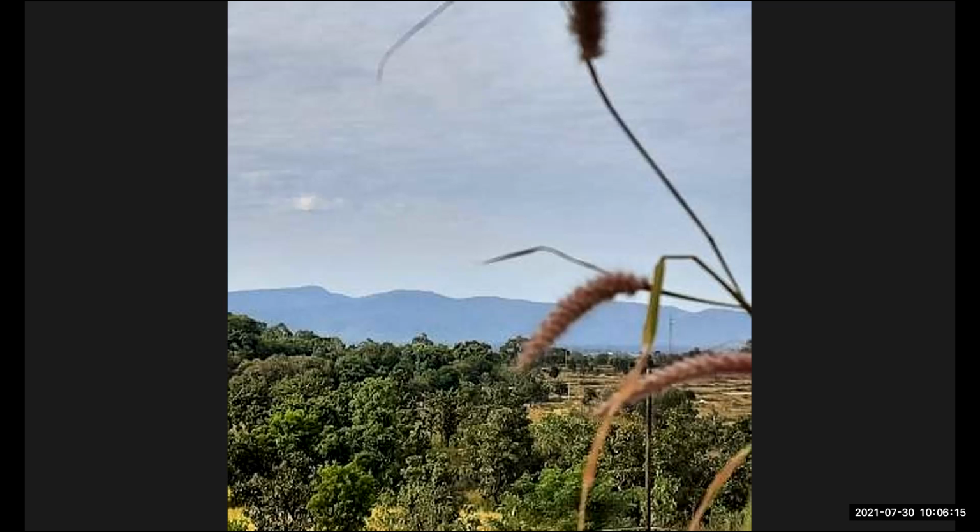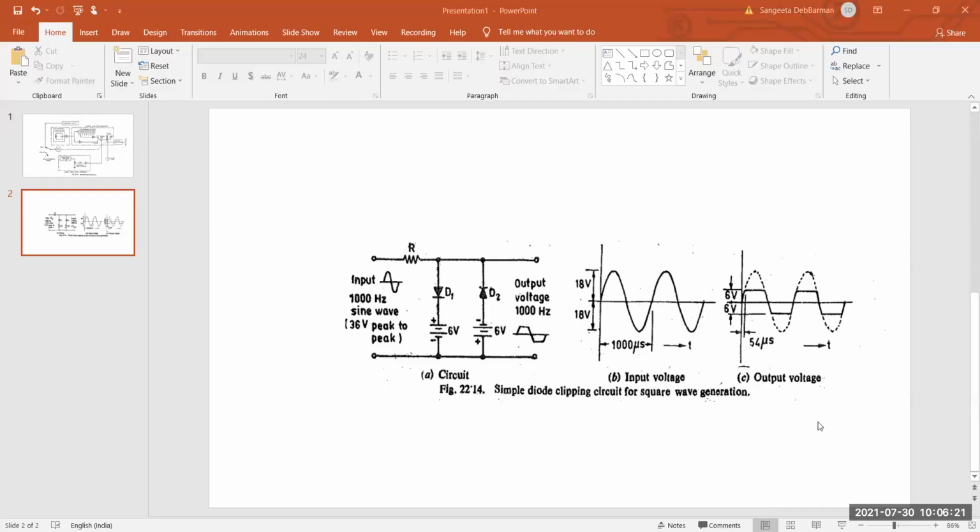Okay. Now see, I'm sharing a slide with you, PowerPoint presentation slide. Just have a look. I think this picture is visible to you all. So this picture is actually basically a diode clipping circuit. Okay, this is basically a diode clipping circuit. This is visible now. These circuits are visible to everyone. So this is actually a diode clipping circuit.